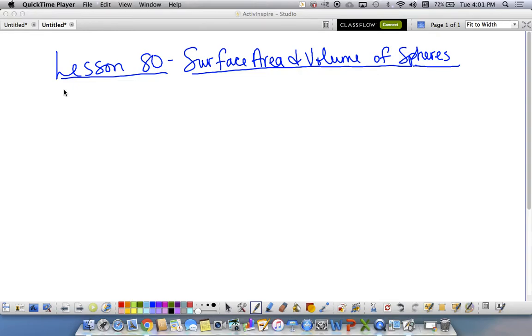Hello guys, here we go, lesson 80. We are finding surface area and volume of spheres. This is the last piece that we will add to your little blue book. So let's get going.